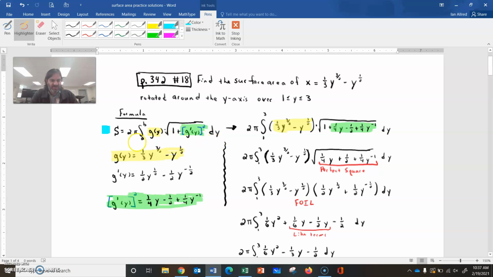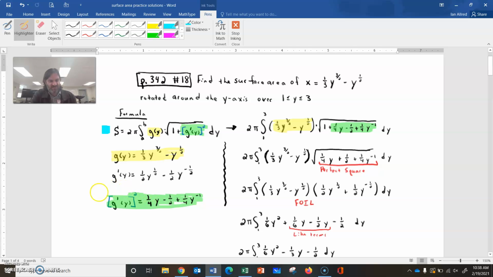So that formula was 2 pi times the integral from the endpoints a to b of the function g of y times the square root of 1 plus g prime squared dy. So remember, that's basically a circumference times a little hypotenuse revolution there. So the things we need are g, which was our given function, 1/3 y to the 3/2 minus y to the 1/2. And we also need to take the derivative of g and then square it.